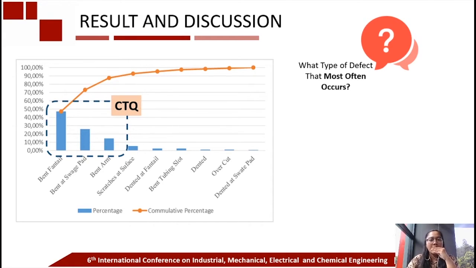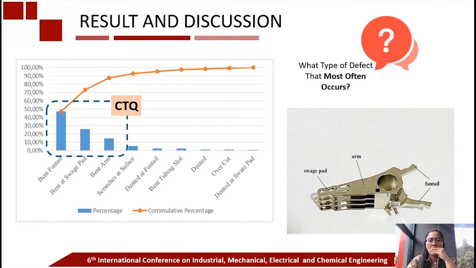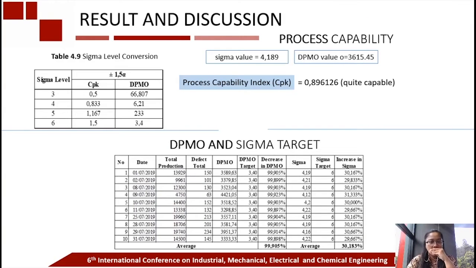First, what type of defect most often occurs in this company? From CTK, we know that the bend fan tail, bend at swag pad, and bend arm are the highest types of defect. This is the picture of the product. So the bend fan tail, the swag pad, and arm most often occur in this.